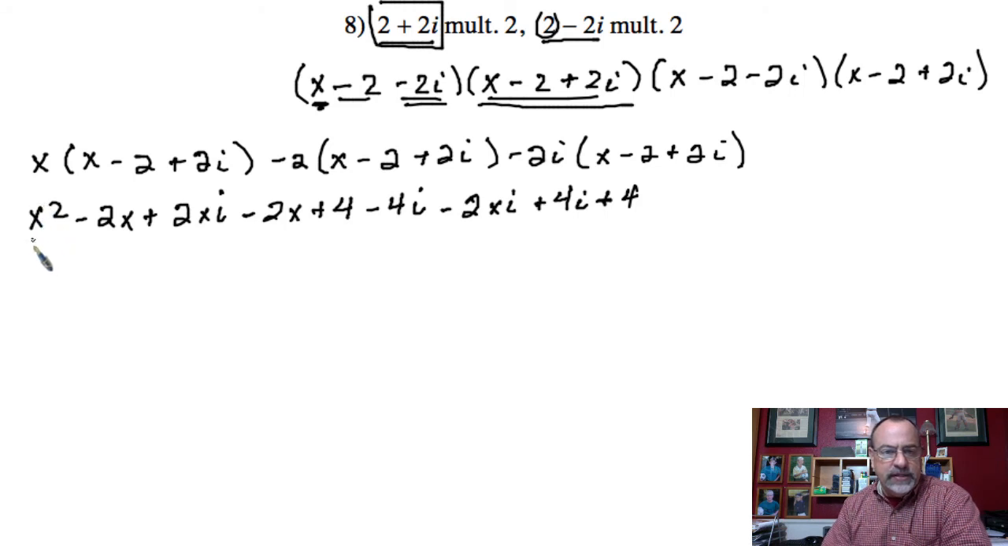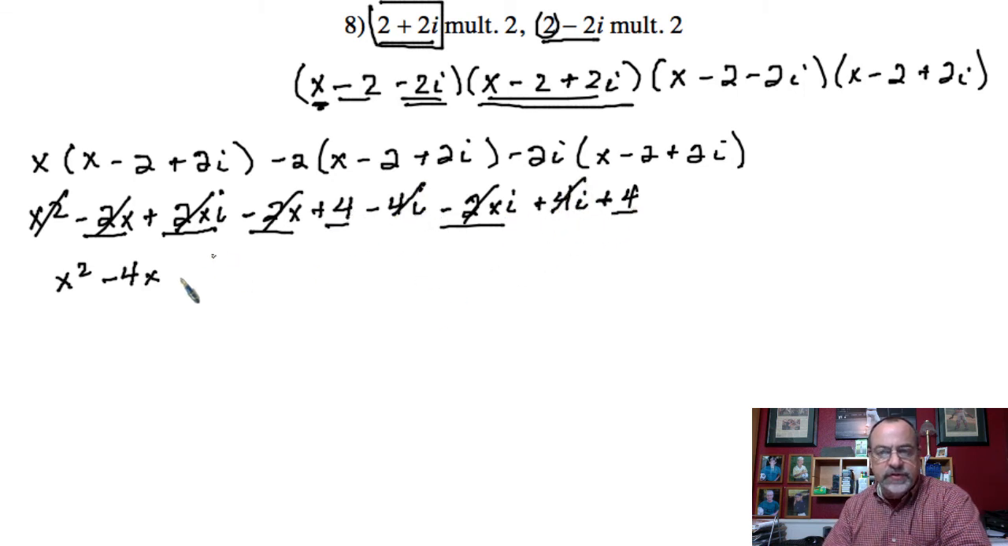Now we combine like terms. So I have my x squared. I have a negative 2x here and a negative 2x here, so that's going to be negative 4x. Okay, now the i's should go away, so positive 2xi, negative 2xi, that does add up to 0. And then this negative 4i, the positive 4i, that does add up to 0. And so then I have 4 plus 4, which is 8.